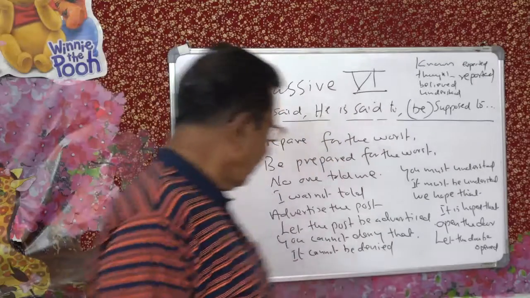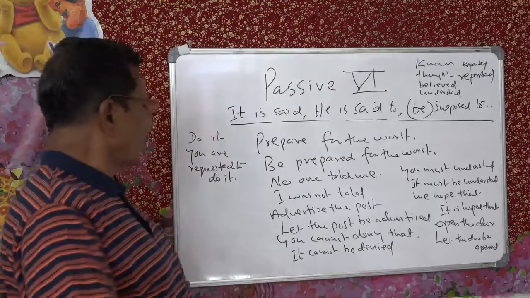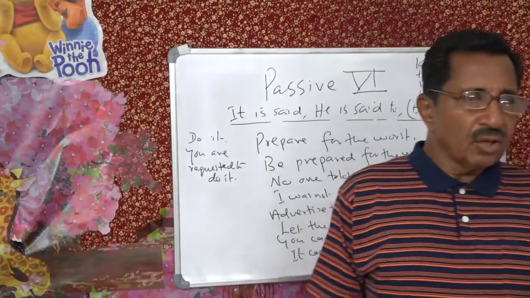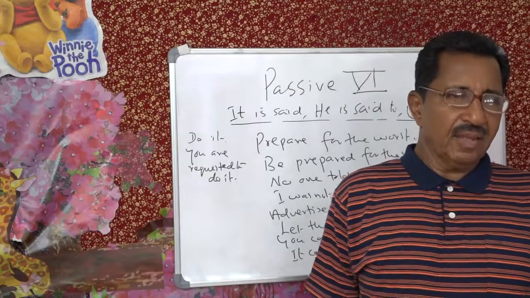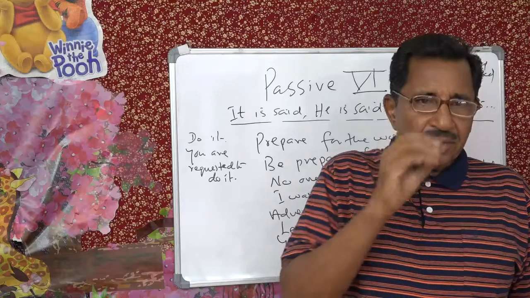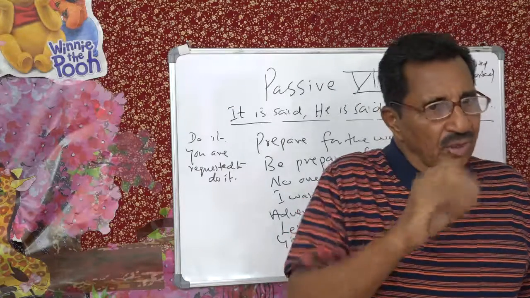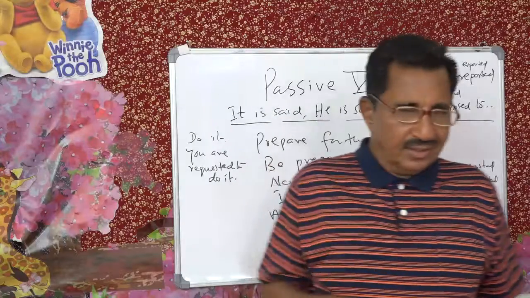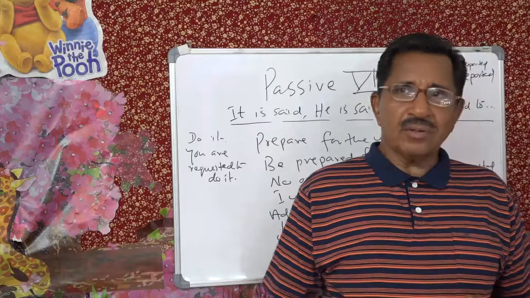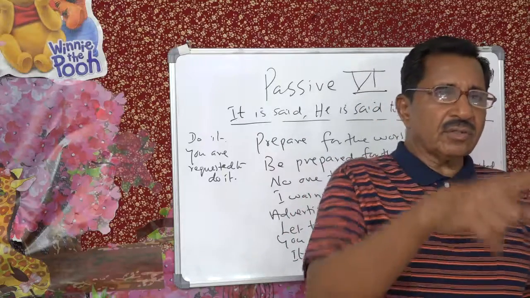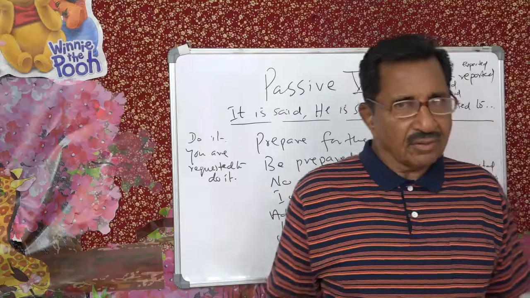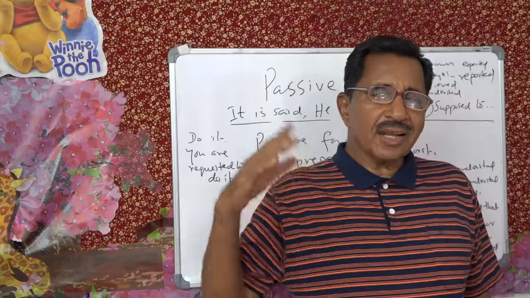Open the door. Let the door be opened. Do it. You are requested to do it. Open the door. Also you can write a passive: you are requested to open the door. If it is a command or order, a passive opening would be you are requested. That would be a general consensus. You can write like that. Open the door. Close the windows. You are requested to close the window. Let the windows be closed. That's also possible, and then it becomes again an order.